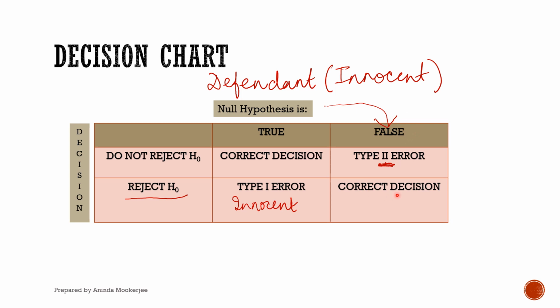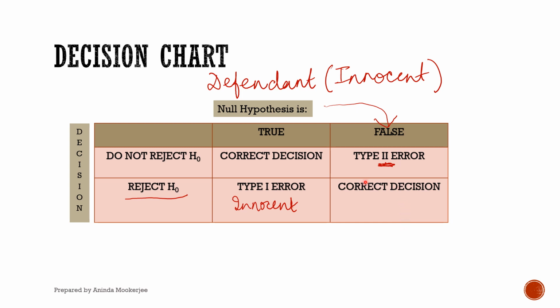If, on the other hand, the null hypothesis is false and we have rejected the null hypothesis, that means we have taken the correct decision, right? The defendant was guilty, the null hypothesis was false, and we have decided that the person is guilty. That means we've rejected the null hypothesis, rejected the defendant, and sentenced him or her as guilty. Then that is the correct thing to do. It is the correct decision, right?